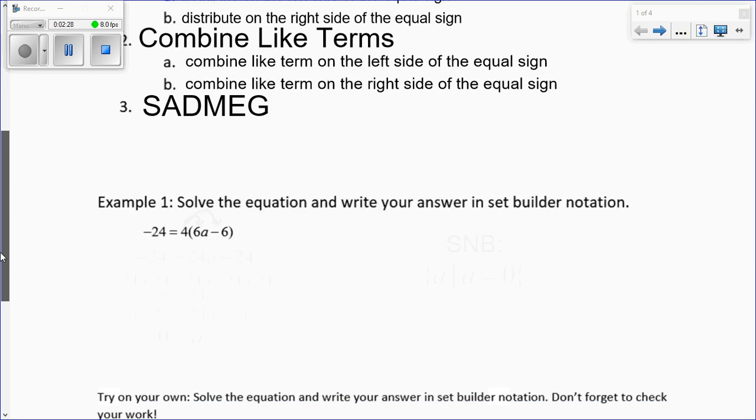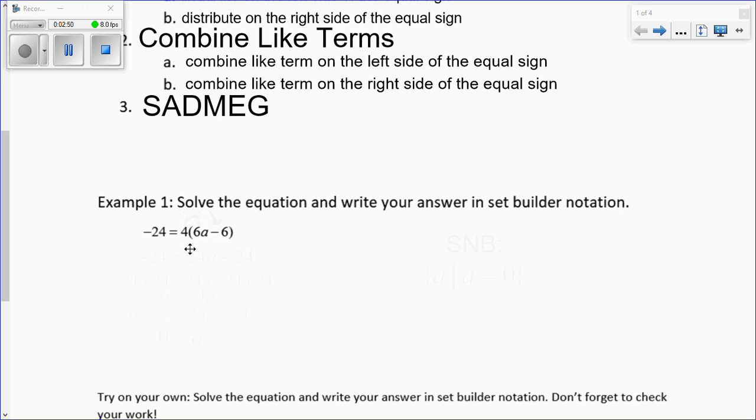Alrighty, so let's try an example. So here, solve the equation, write your answer in set builder notation. I'm going to write that a lot for almost all of your answers from now on, just to get you guys used to practicing it. Okay, so the first thing we want to do is distribute. So on this side, the left side is only negative 24. So there's nothing to distribute, and there's actually nothing to combine over here either.